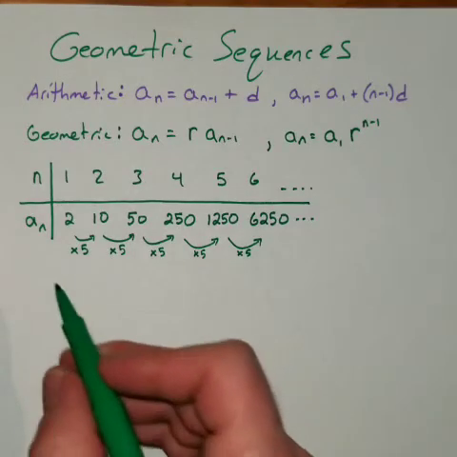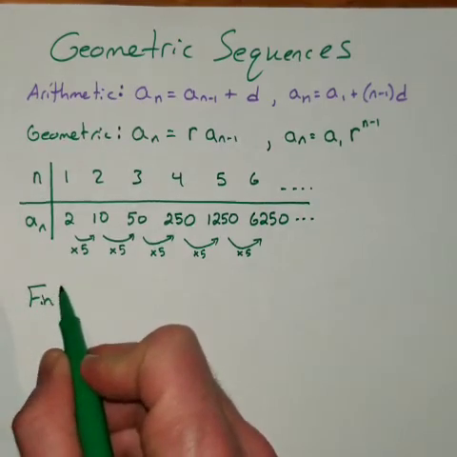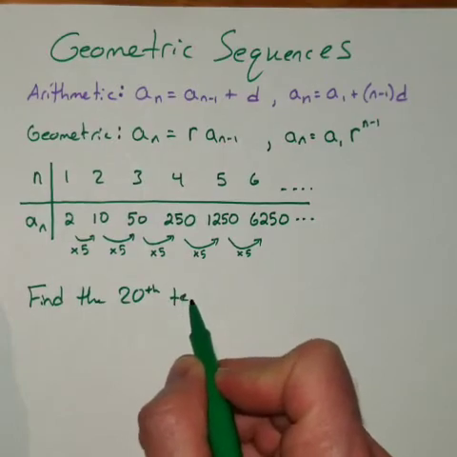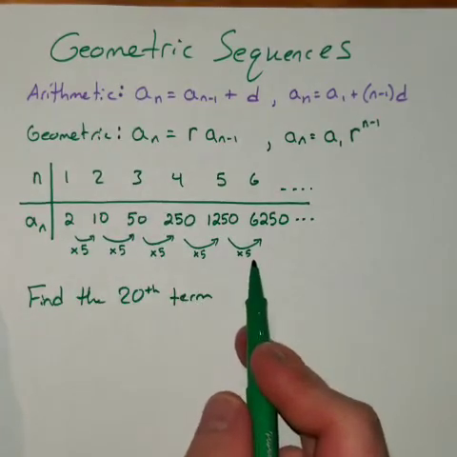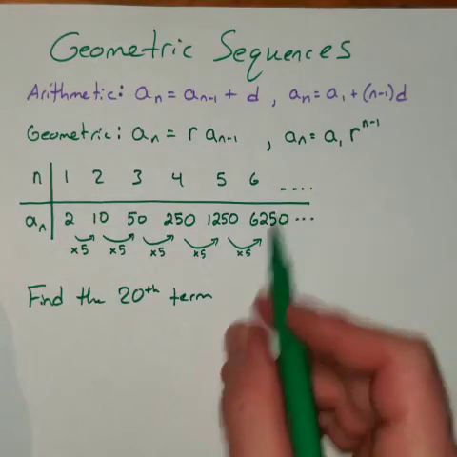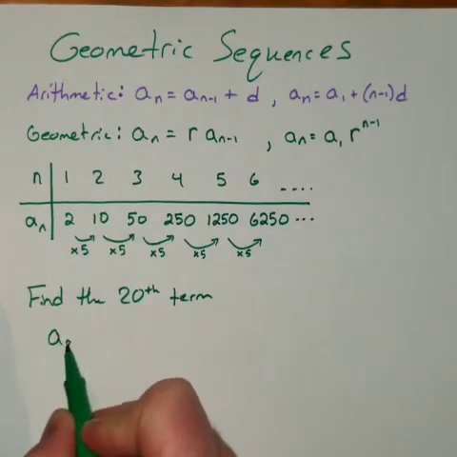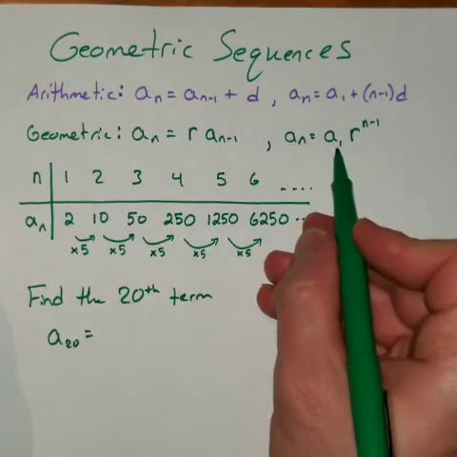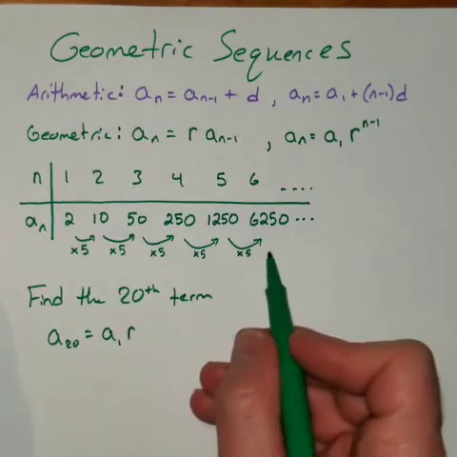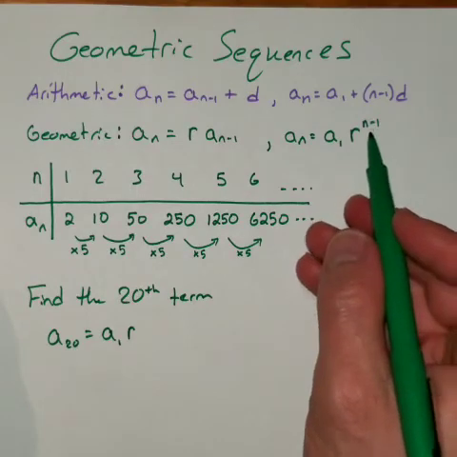Now let's say I wanted to find the 20th term. Well, it was enough just to find the first 6, but if I wanted to go up to 20, I just need to do this. Go a sub 20, use this formula, is equal to a sub 1 times r. Oh, we already know what r is. We'll come back to that.